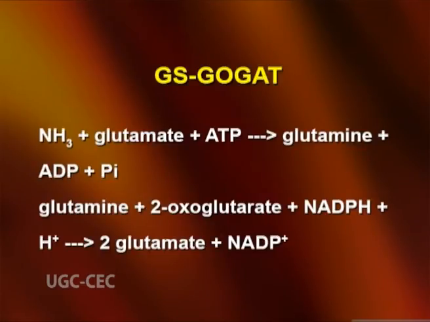Both the GDH and GS-GOGAT pathways produce 1 mole of glutamate from 1 mole each of ammonia, 2-oxoglutarate and NADPH. But note that the GS-GOGAT pathway is energetically more costly than the GDH pathway, consuming 1 ATP. Please note that glutamine is the nitrogen donor in synthesis of many nitrogen containing compounds.